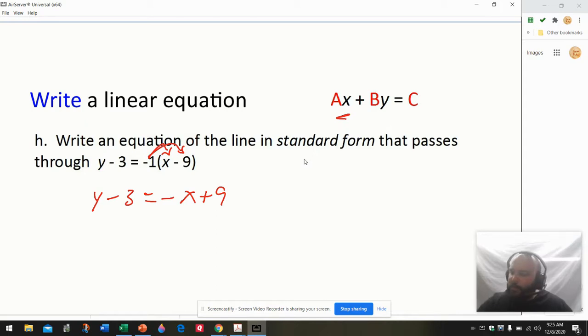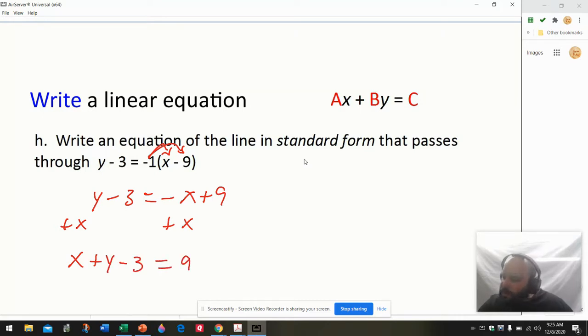So we got to get the x and the y together on one side. And right now, if you look at our equation, the x is over here and the y is over there. So that is not standard form yet. So what we need to do is add x to both sides first. Now notice I'm not lining up the x with anything else because there are no like terms on the left-hand side. So it's simply going to be x plus y minus 3 equals 9.